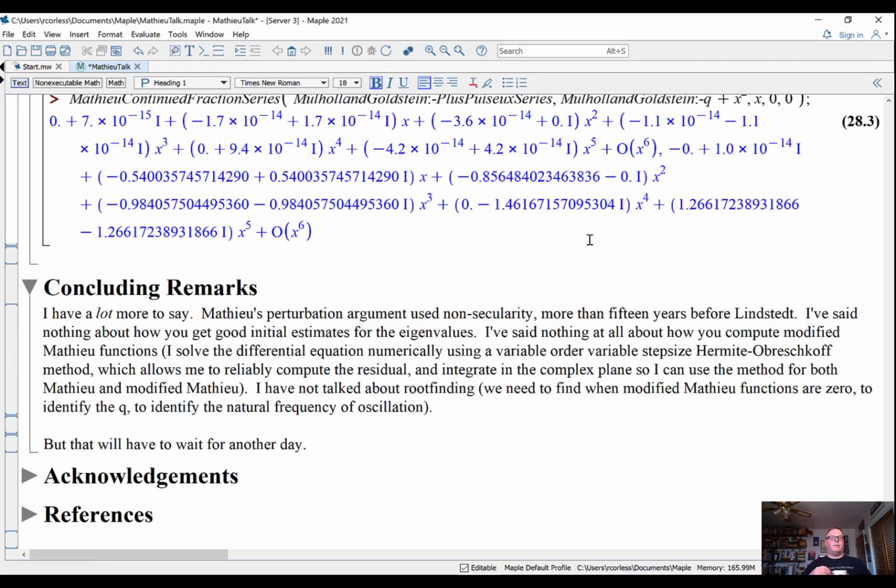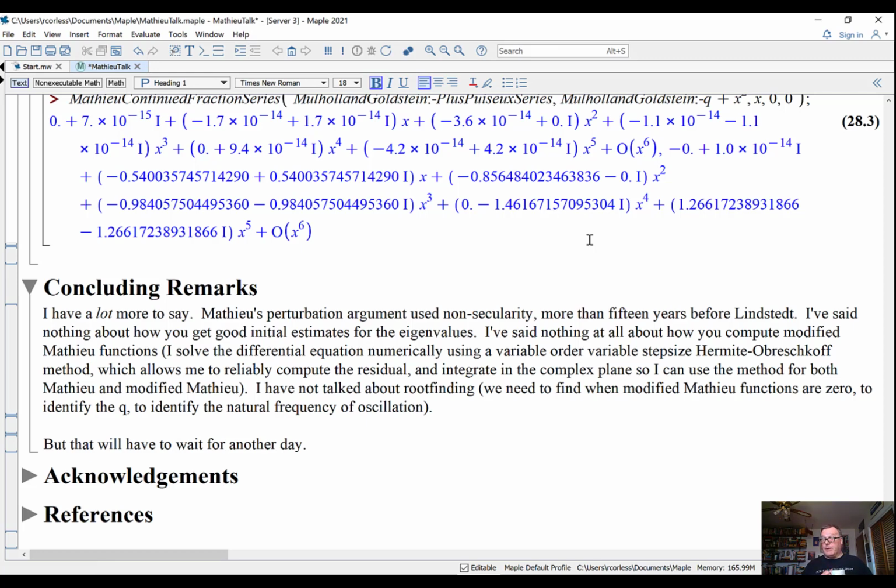I said we found eigenvalues by Newton iteration, and I said just get good estimates. I didn't tell you how to do that. There's some tricky stuff there, actually. I've said nothing at all about how I actually do the numerical method. It's a variable step size Hermite-Obreshkov method. And variable order, I've used it up to order 80. I've used it up to 200 digits, and yeah, it works really nicely. It's almost as fast as a spectral method. Not quite as fast as a spectral method, but almost as fast.